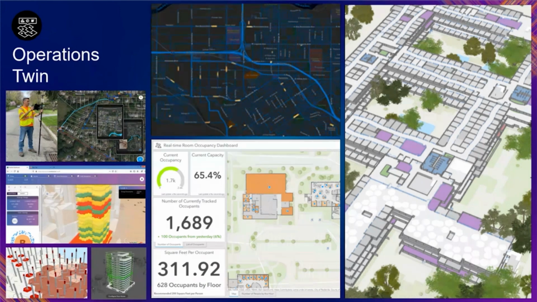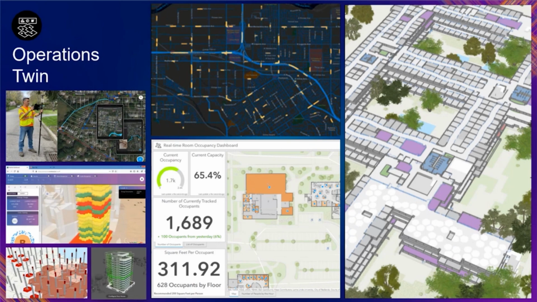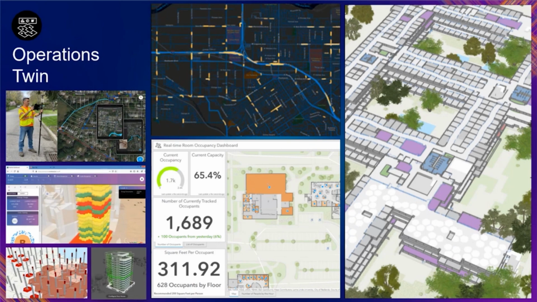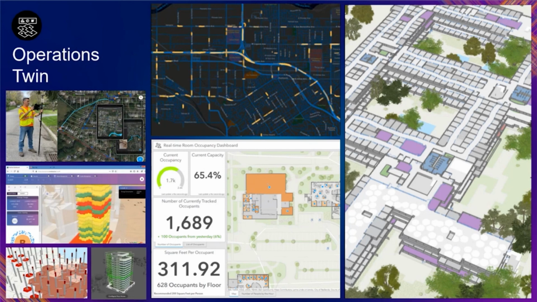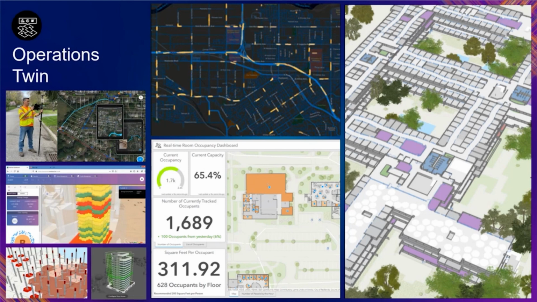Then obviously operations. Now we can talk about hundreds of things over here. Here we are talking about floor level kind of details. We can talk about ArcGIS Indoors. There is a solution wherein you can see how I move internally from one place to another. All these things have a solution in and around that.